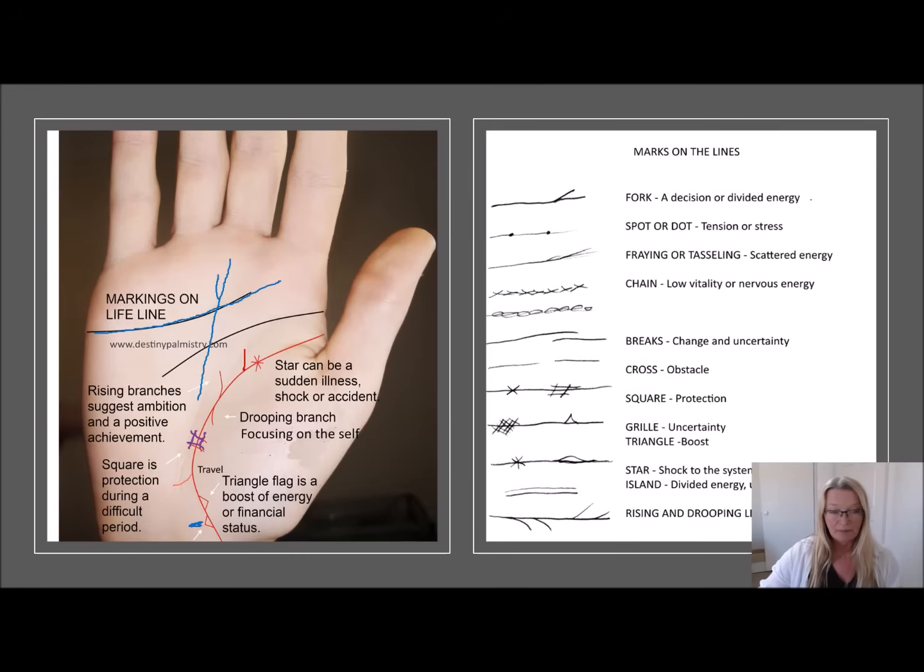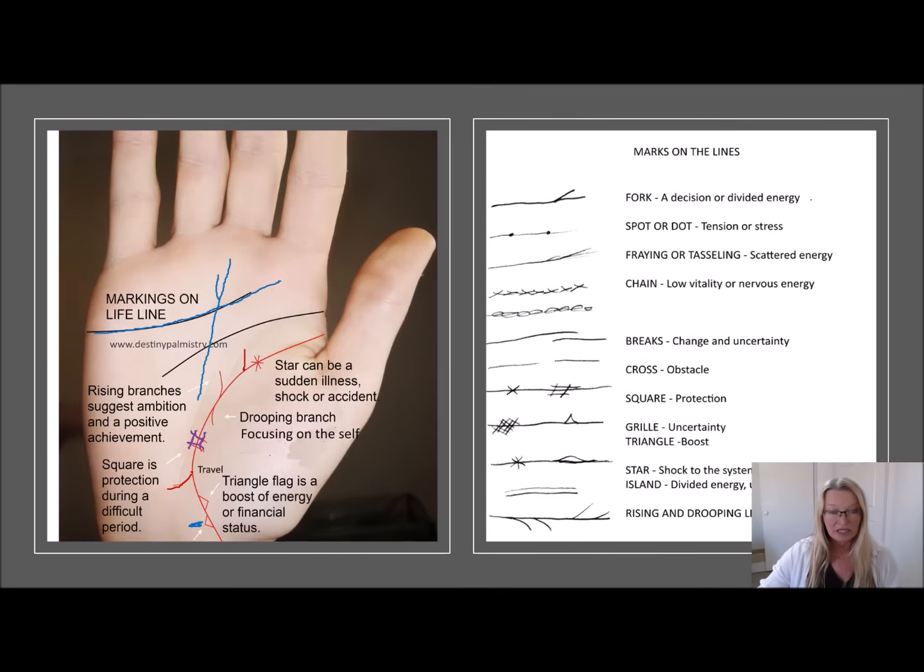And the branches on the outside of the lifeline that emanate towards the Mount of Moon represent travel. So potential travel, unless there are lots of them, which is another meaning. We'll talk about that soon. But in this case, a single line emanating out of the lifeline is a sign of more than likely travel, as in long distance travel. The shorter the branch, the shorter the travel.